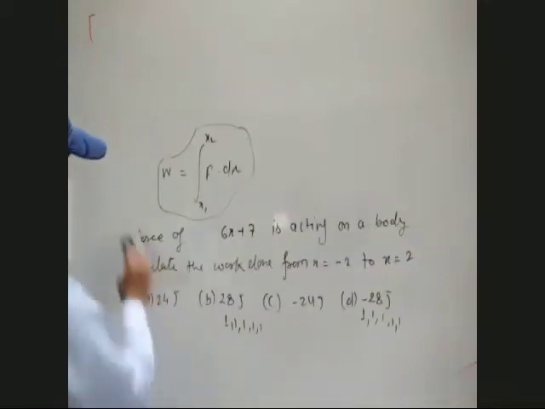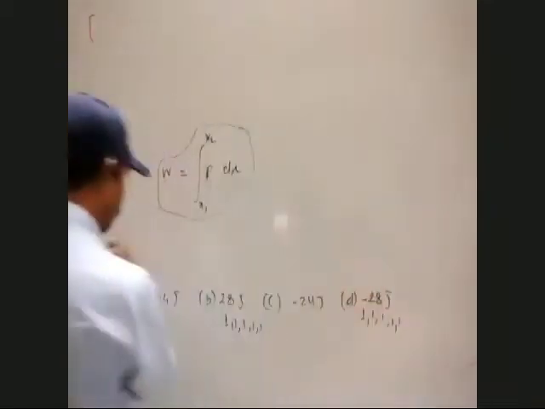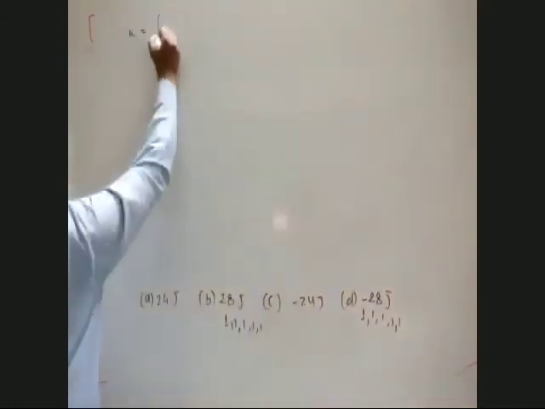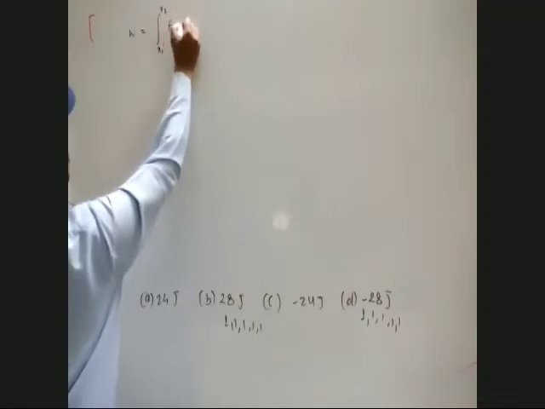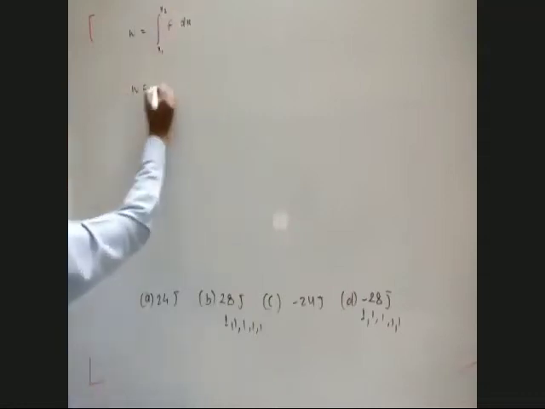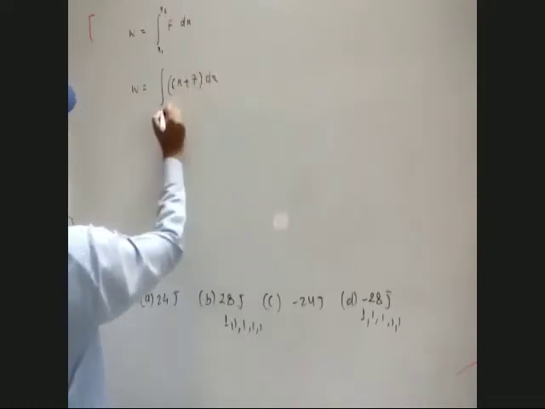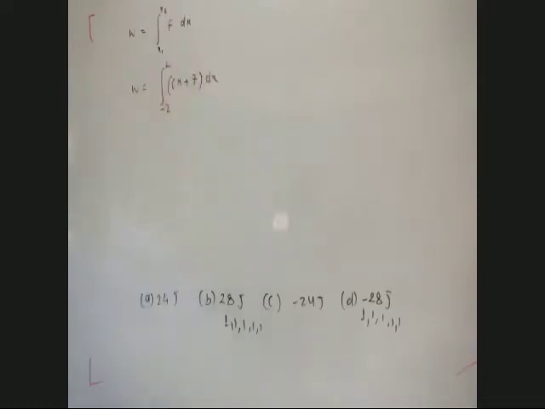6x plus 7 from -2 to 2. Since it is a variable force, work will be equal to the integral from x1 to x2 of F dot dx. W is equal to, what is F? The integral of 6x plus 7 dx, from -2 to 2.